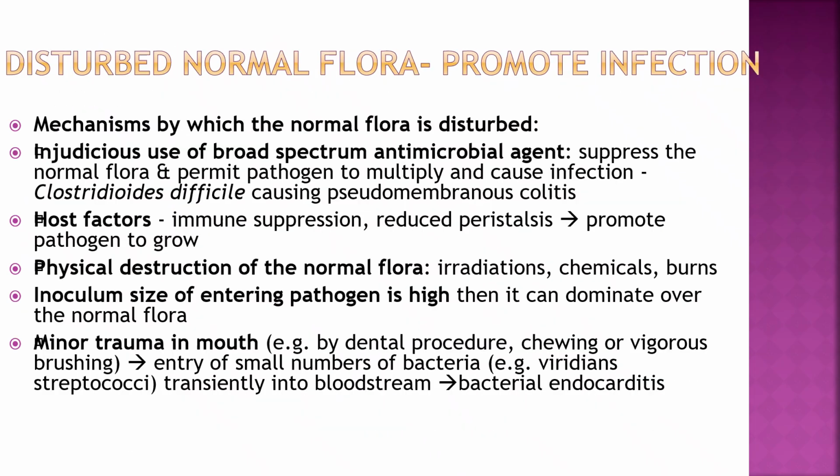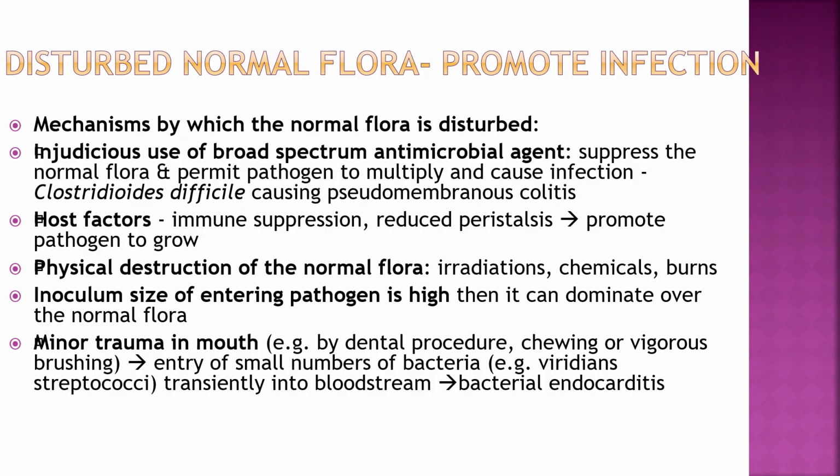Disturbed normal flora promote infection. Mechanisms by which normal flora is disturbed: injudicious use of broad-spectrum antimicrobial agents suppresses the normal flora and permits pathogens to multiply and cause infection. Example, Clostridium difficile causing pseudomembranous colitis because of the injudicious use of clindamycin. Host factors: immune suppression, reduced peristalsis, promote pathogens to grow.